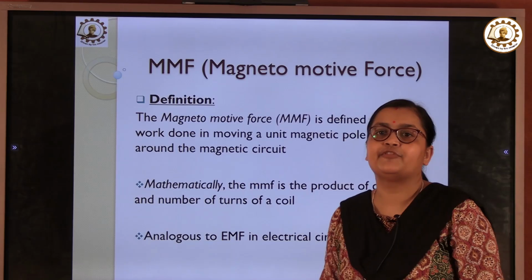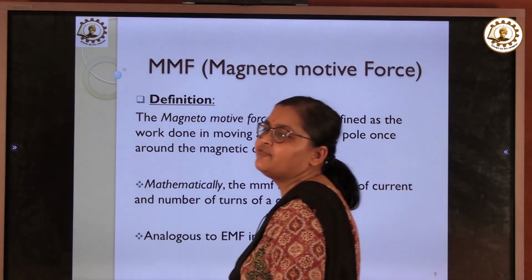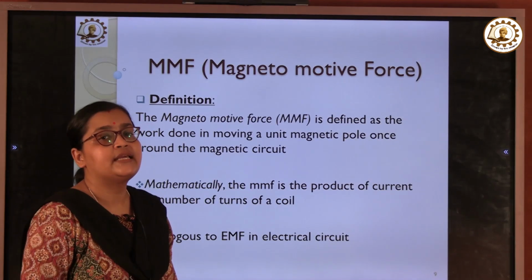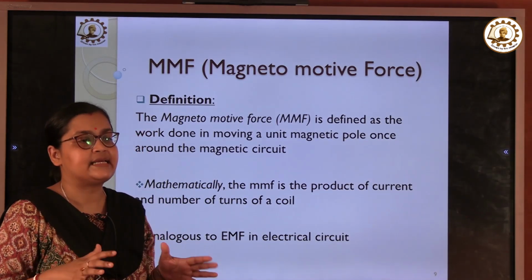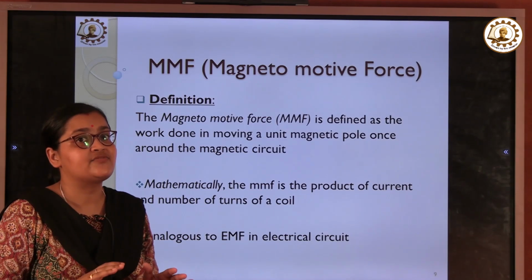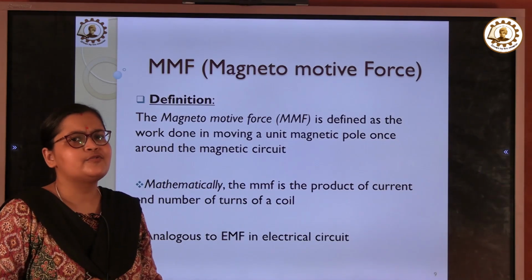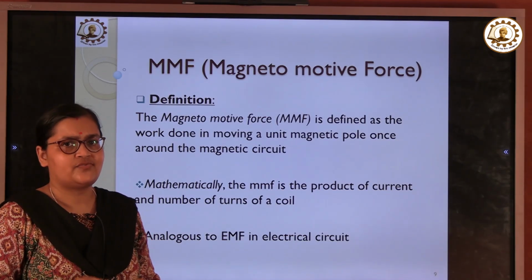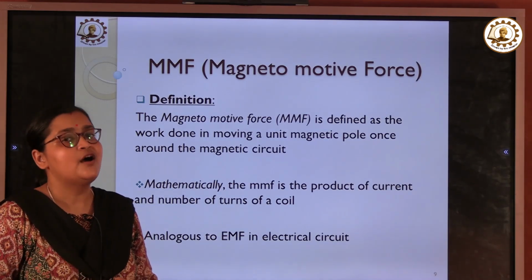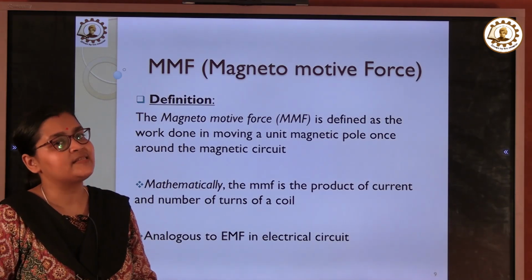So what is MMF? The first term. The full form of MMF is very simple, it's magnetomotive force. Another important thing to keep in mind is that there is a strong analogy between magnetic circuits and electric circuits. Students know that in electric circuits we have one term which is known as EMF, that is electromotive force. So MMF is analogous to this EMF.